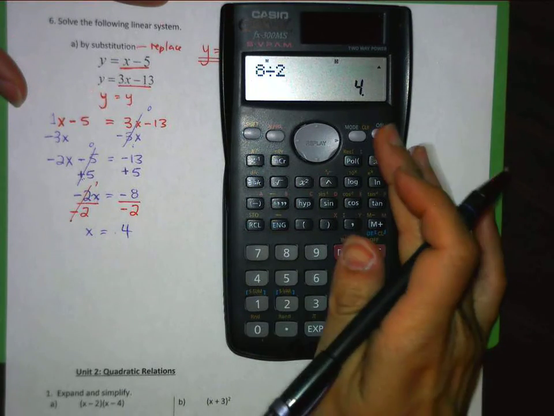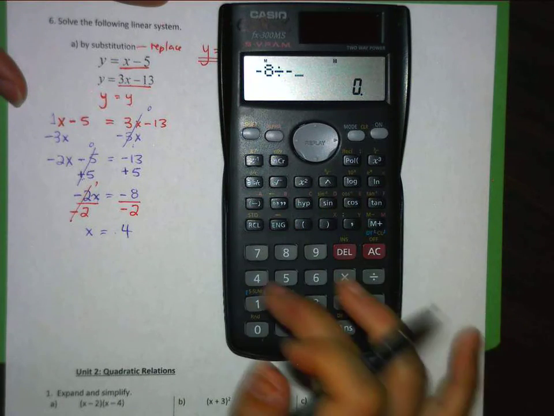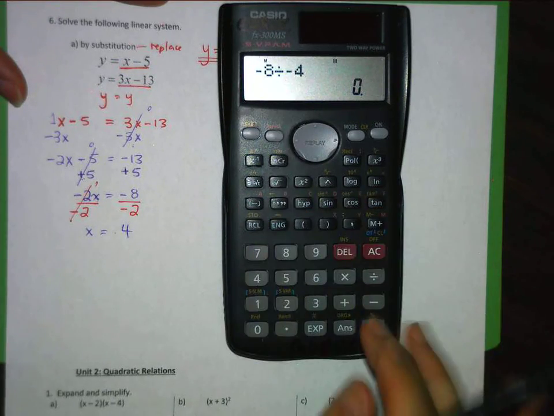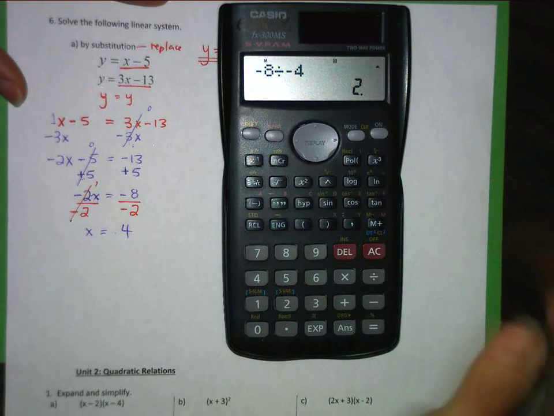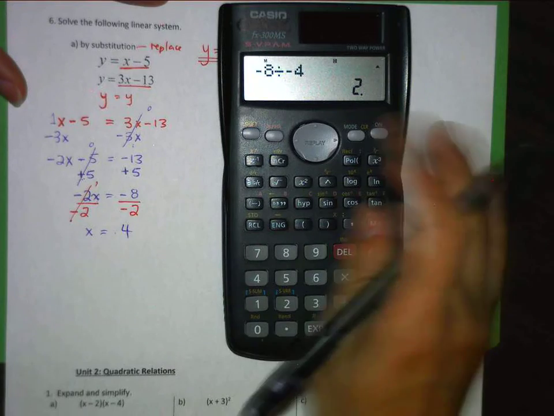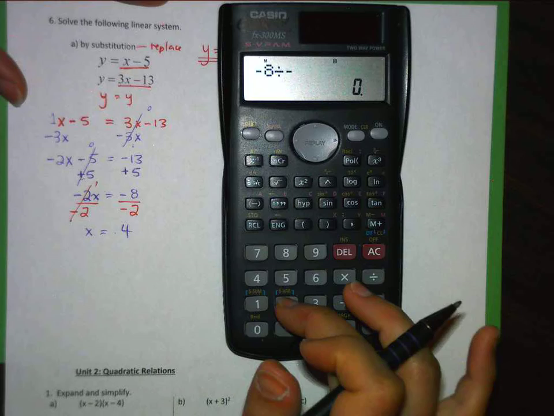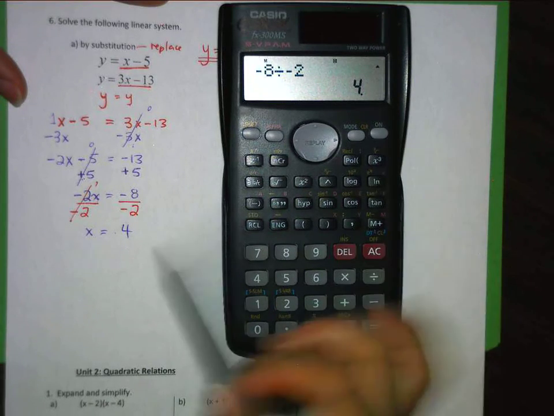But I will show you here, if you put negative 8 divided by negative 4, let's see, fix up those two signs beside each other. Oops, what did I do? Oh, I was supposed to divide by negative 2. Negative 8 divided by negative 2. I just didn't understand why I got a different answer.